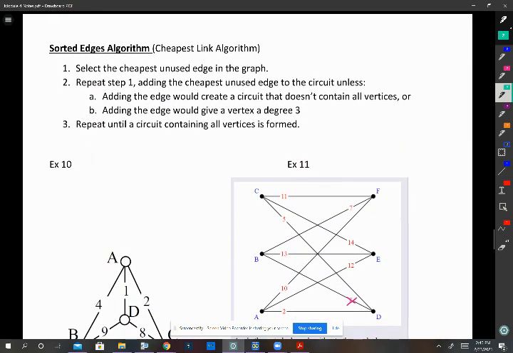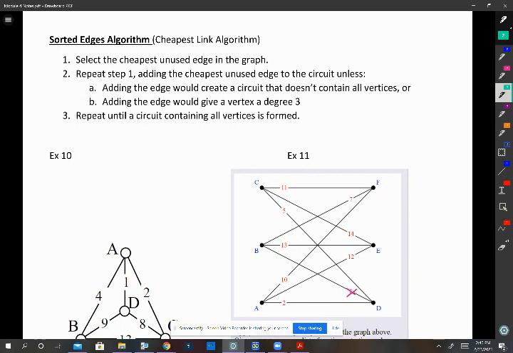The next algorithm is called sorted edges or the cheapest link algorithm.